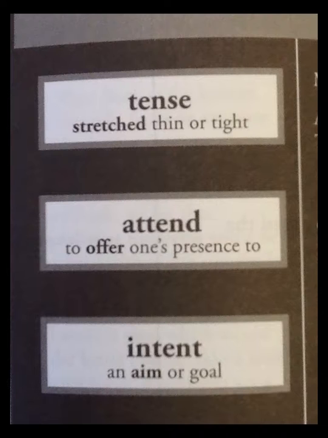So to review, we have tense, which is itself part of the root, and it means stretched, thin, or tight. We have attend, so you have to ask yourself, okay, what's the root there? We can kind of block it off right there, right? Attend, there's tend, is to offer one's presence. And then we have intent, we can chunk the word there, in intent. That's an aim or a goal.